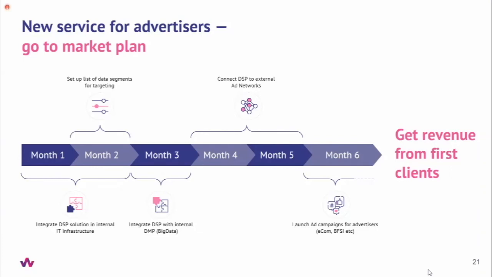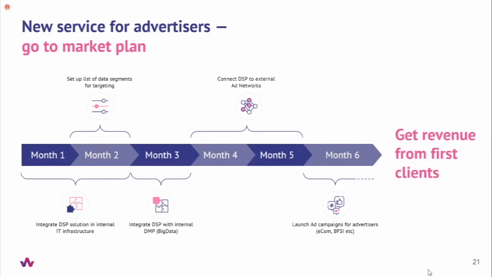Then you need about 1 to 2 months to integrate the DSP solution with your internal DMP, with your big data. And then to launch the process of connecting your DSP to external ad networks. So it takes a lot of time. Sometimes it takes just 1 or 2 months. Sometimes it takes more than 6 months if you would like to be connected to some huge external ad networks like Google or Yandex or BitSwitch, for example.